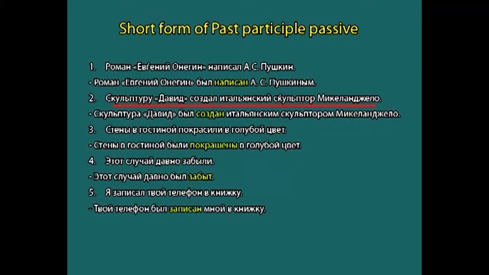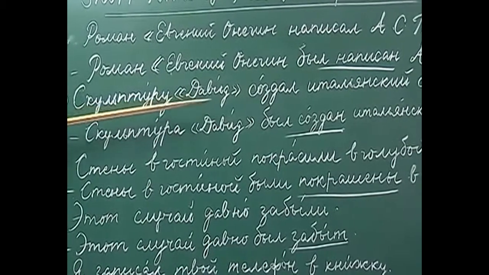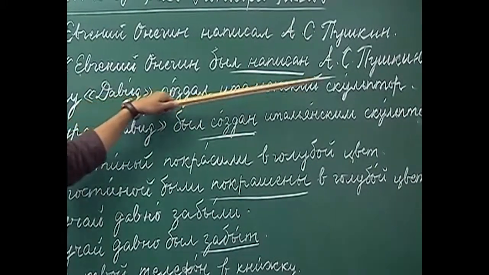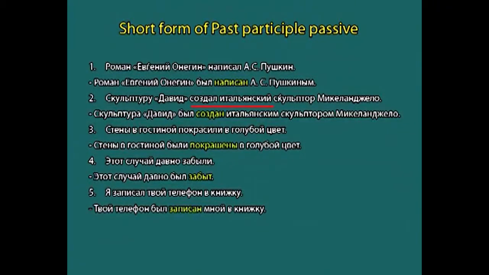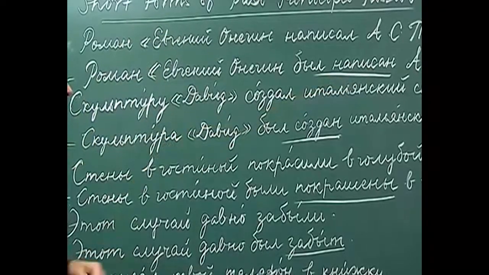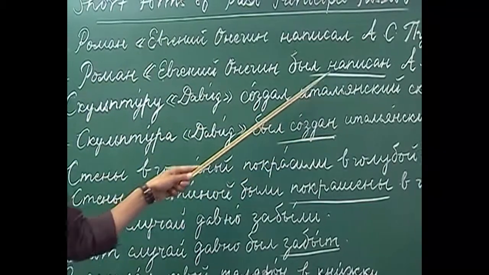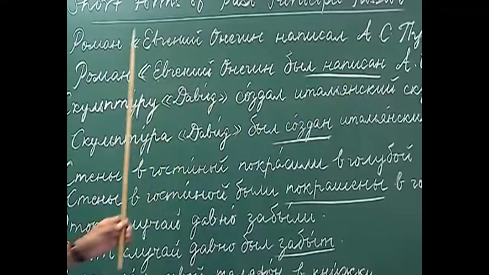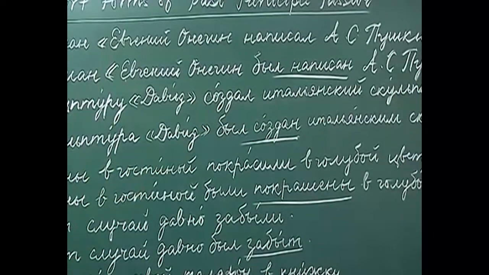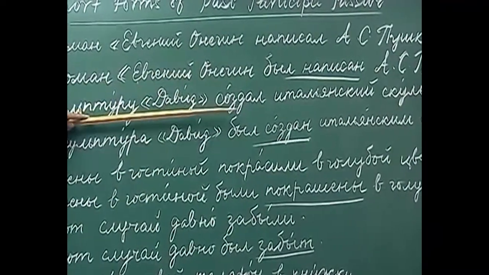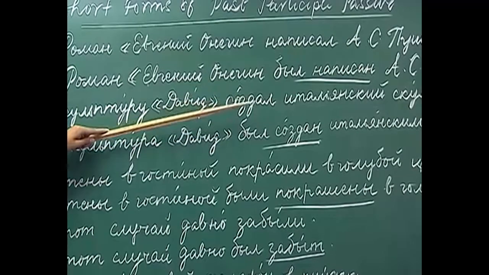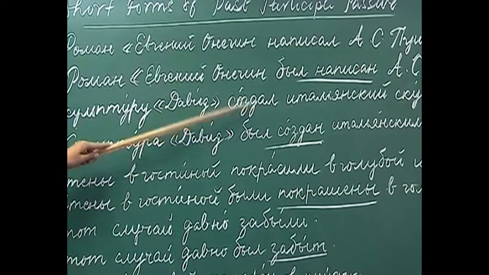Sculpturu David, the sculpture which is called David, was built or made by Italian sculptor. So, now again this is the active construction. You just change the word order and it will be clear to you. Italijanski sculptor sozdal sculpturu David. So, this is the subject, object and verb. Now, how do you change this active construction into passive using the short form of the passive participle derived from this verb?